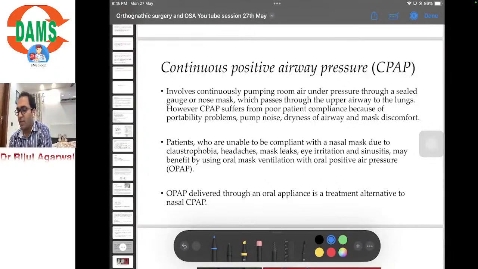So patients are unable to be compliant because of this nasal mask, because of fear of claustrophobia, headaches, mask leaks, eye irritation, and sinusitis. So what is the alternate? OPAP, that is the oral appliance, oral positive airway pressure, is an alternative to this CPAP technique.